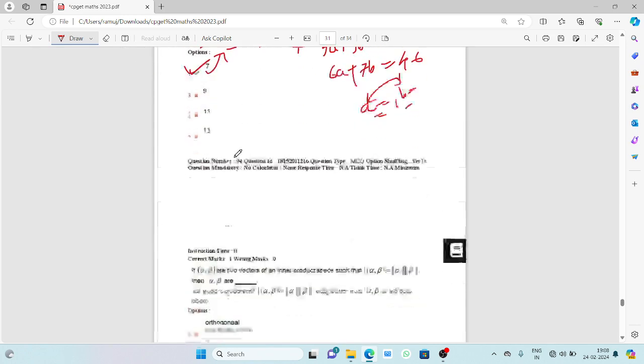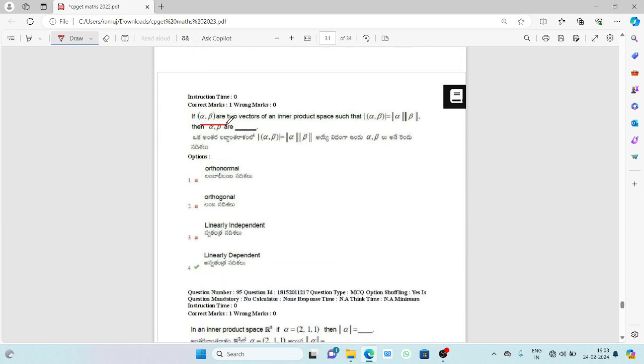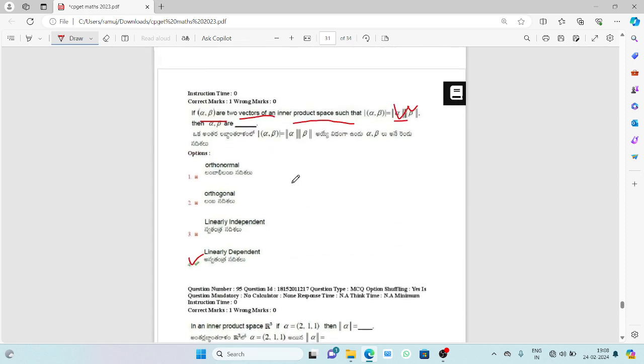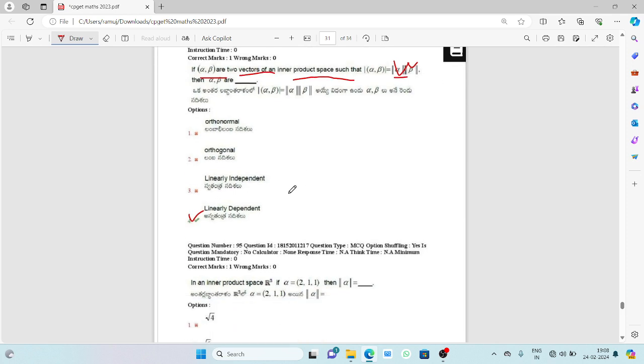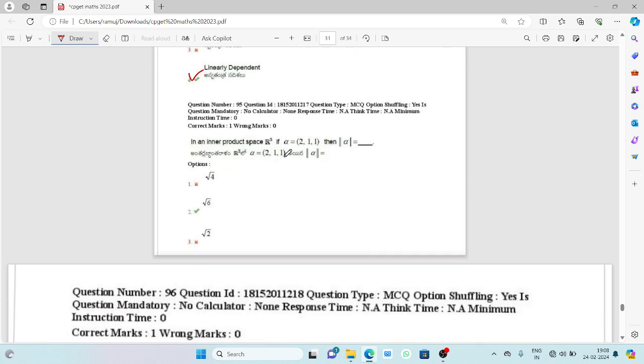And the 94th question is, if alpha and beta are two vectors of an inner product space such that the mod of the inner product of alpha and beta and the norm of alpha and norm of beta is linearly dependent. So this is also a direct statement. You should remember those types of statements, because in this exam he is asking some statements. If it is a calculation part you can do it by whatever method you know. But if he is asking a direct statement, you cannot do it directly. Some questions we can do by taking counter examples, but you should remember everything.